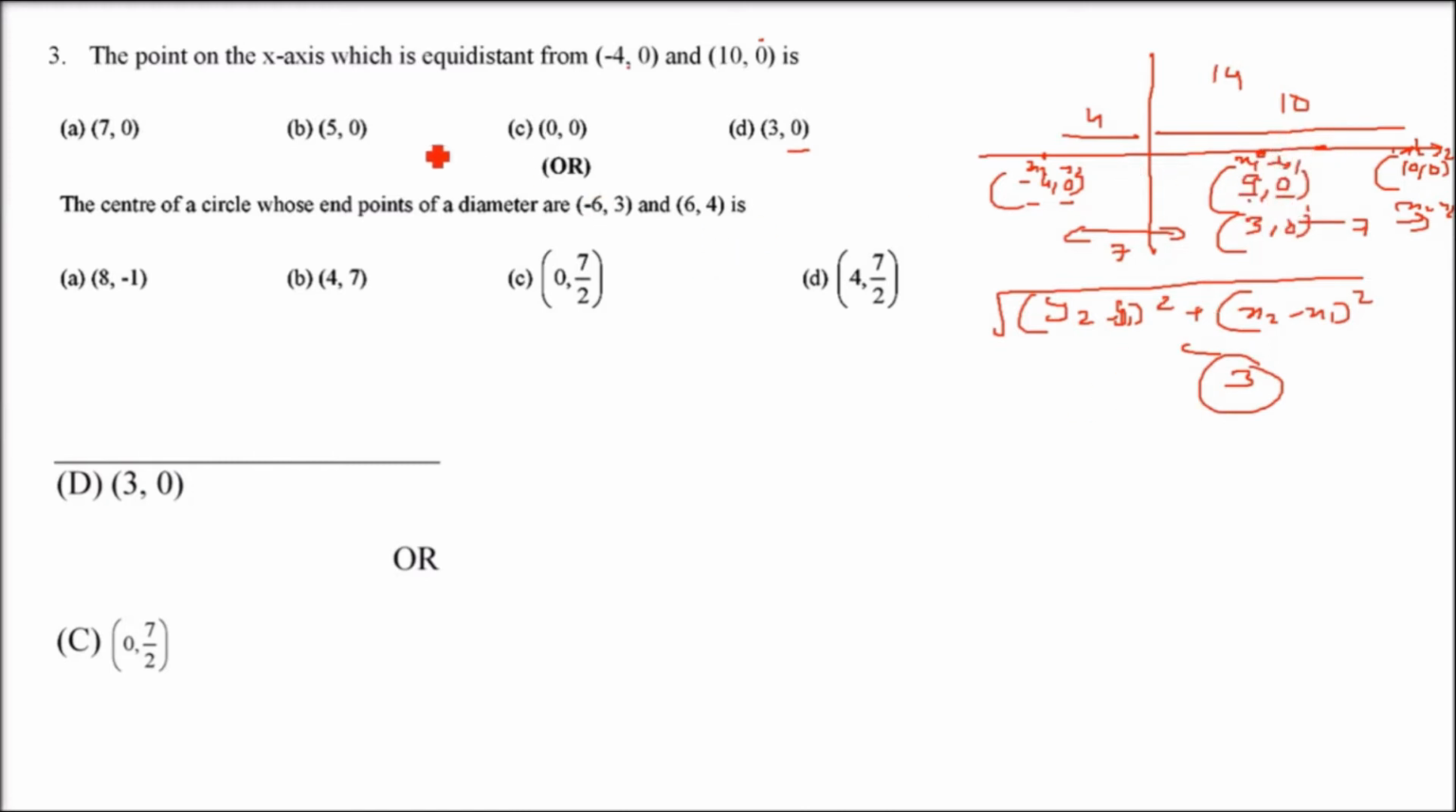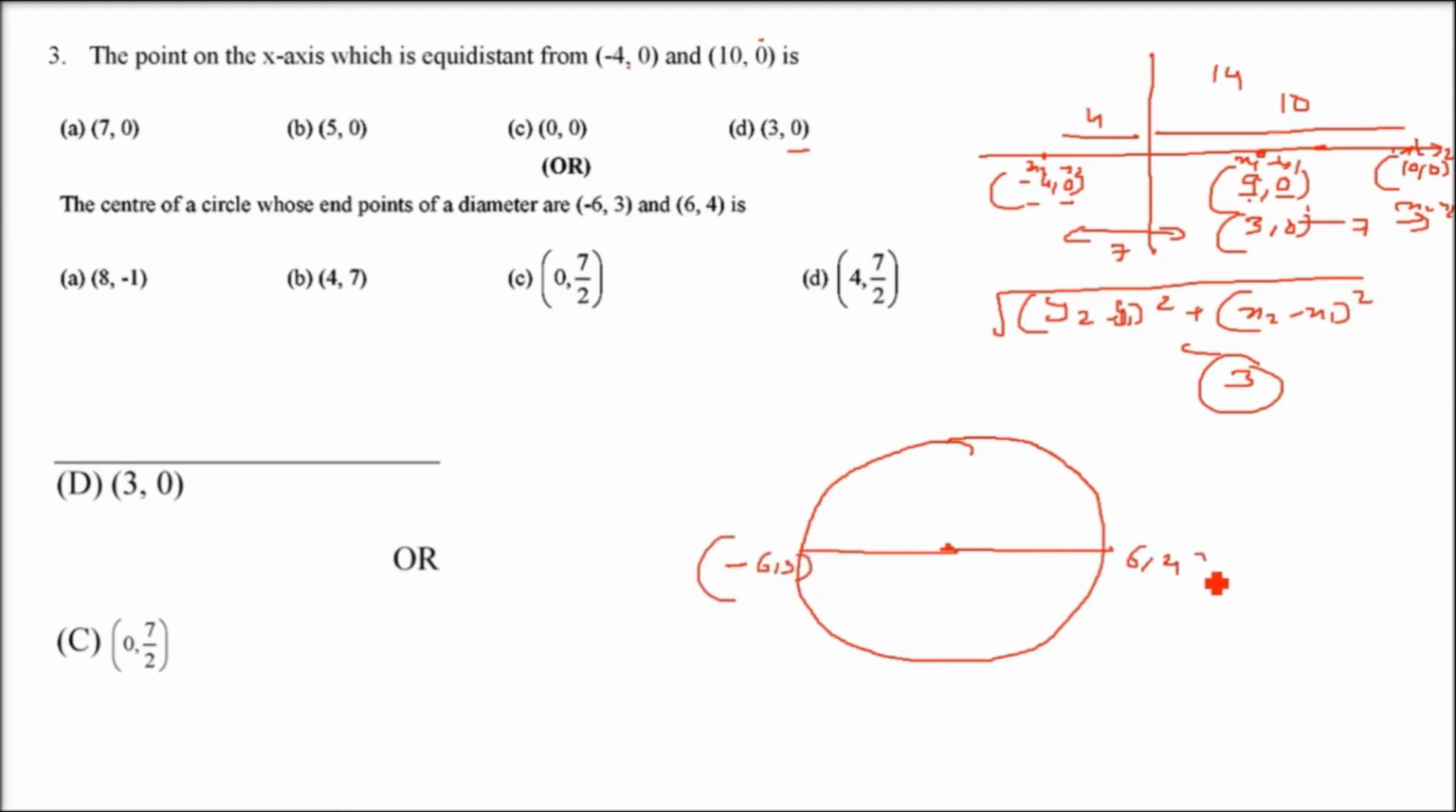And in a similar way, we'll go for the second one. The center of the circle whose endpoints of a diameter are minus 6, 3 and 6, 4. Almost the same way, as I said, we have multiple ways to solve it. You can use the formula, or you have the center of the circle, the endpoint is given, and you know that the center is the midpoint of these two points. So you can use the midpoint formula here directly. So minus 6 plus 6 by 2 and 3 plus 4 by 2. This is what you do.